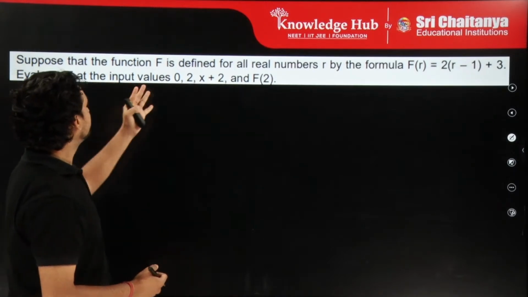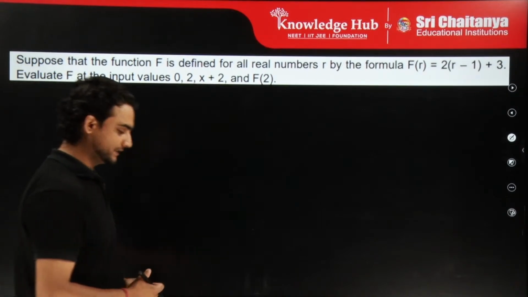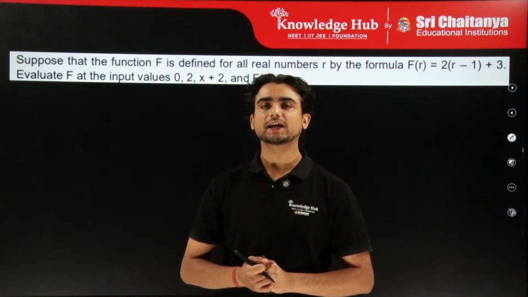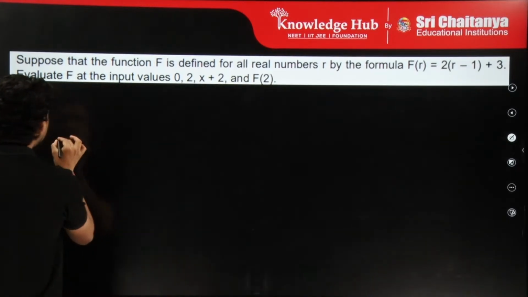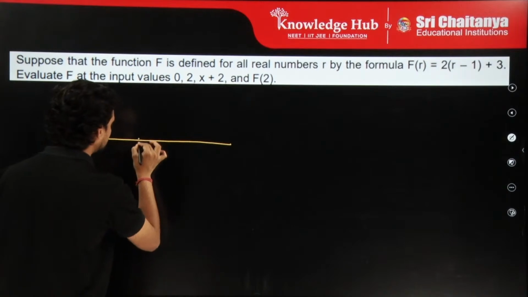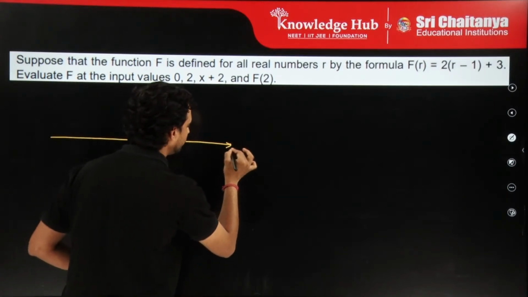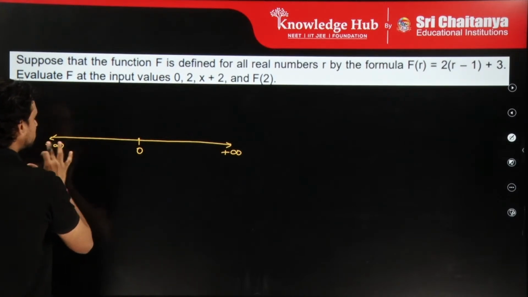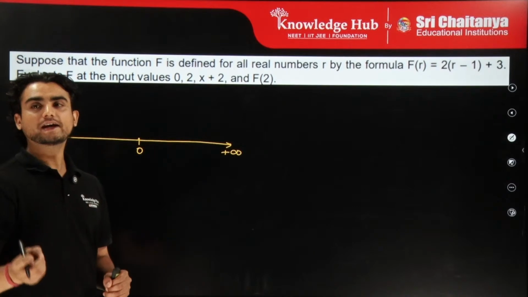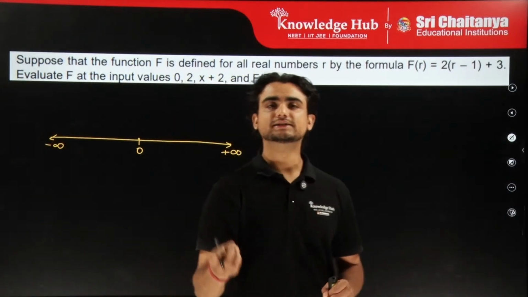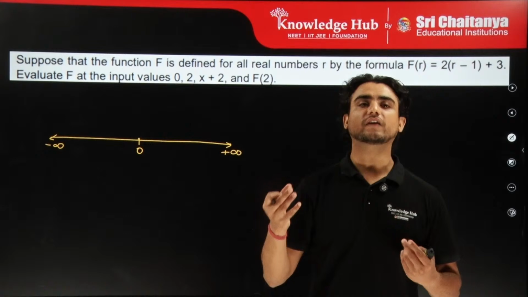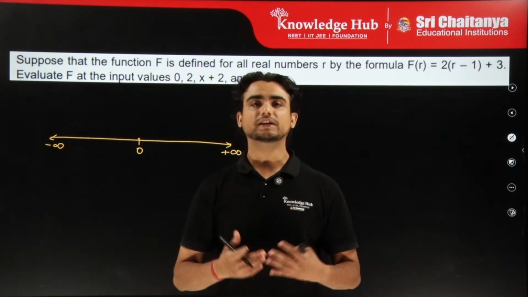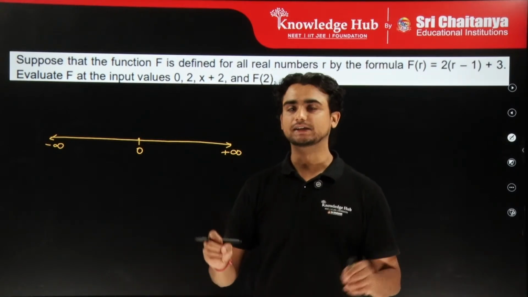Suppose that the function f is defined for all real numbers. So what do I mean by real numbers? Real numbers are numbers on the real number line. It starts from 0, it goes to infinity, and it can also go to minus infinity. So from minus infinity to infinity, any number lying on this line is a real number. It can be a fraction, rational number, irrational number, decimal, whole number, any number is a real number.